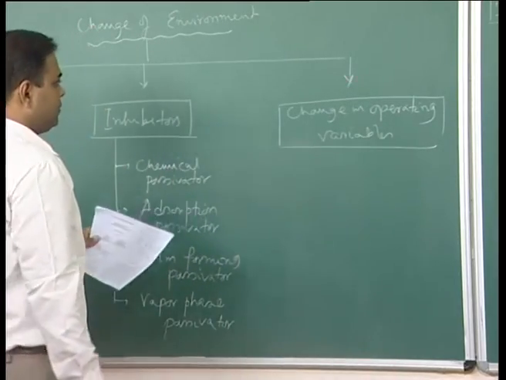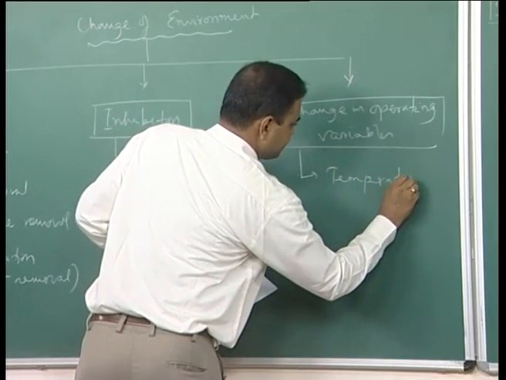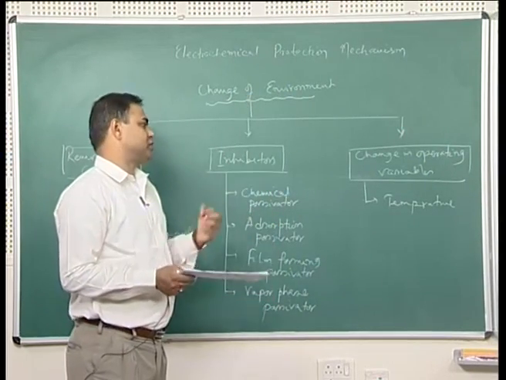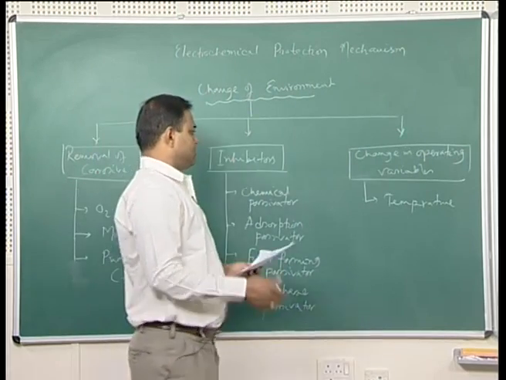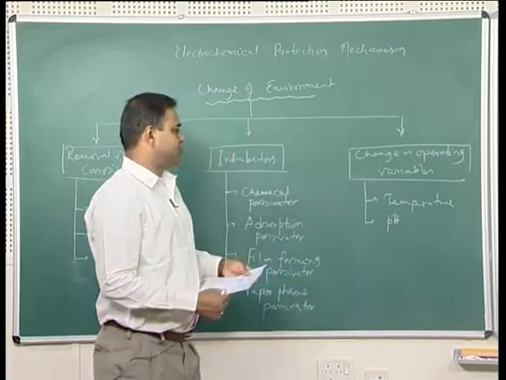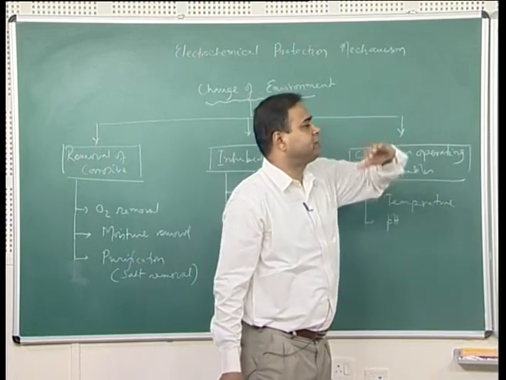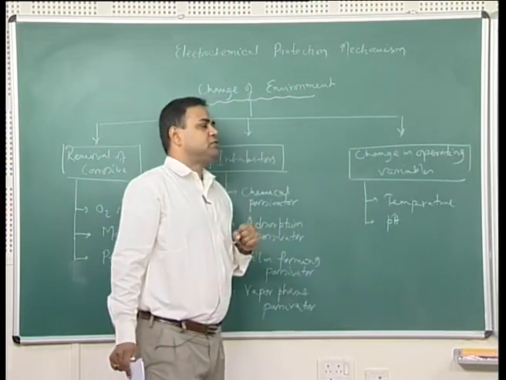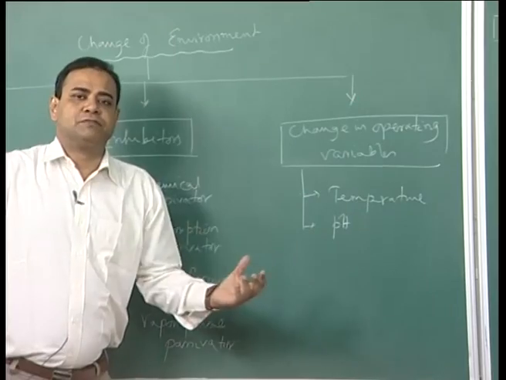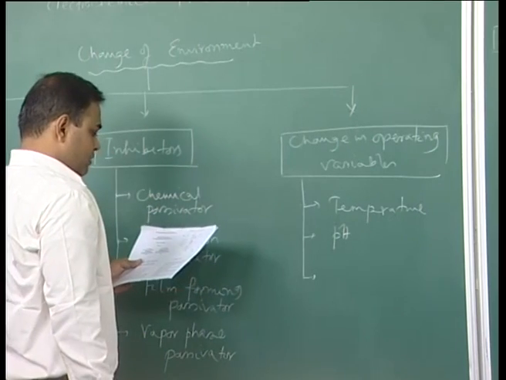What are those operating variables? Let us say temperature. In general, if temperature is reduced, corrosion rate will be reduced. Then second case is pH. As we have seen in case of Pourbaix's diagram, if pH is increased and if potential also can be taken to the level of formation of passive film, then increasing pH generally helps. And then you have velocity of liquid.